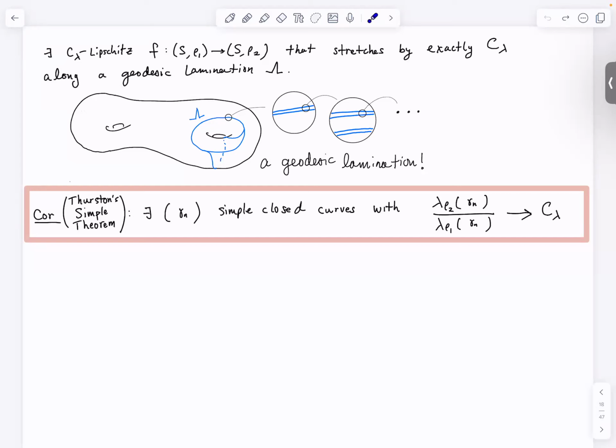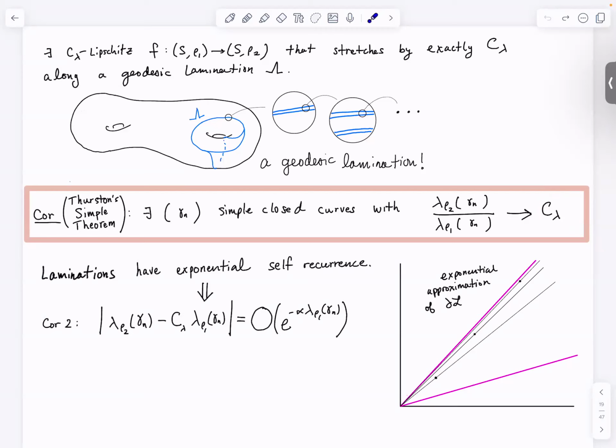But because we took this limit and we're pulling this surface as tight as we could, there has to be some part of the surface that is stretched by exactly this Lipschitz constant. And I'm telling you that part of the surface is a lamination. That's what's preventing you from making the Lipschitz constant even better by crushing more. Okay. All right. So we get Thurston's simple theorem from this. That's great. We can approximate the supremal length ratios over simple closed curves, but we actually get more.